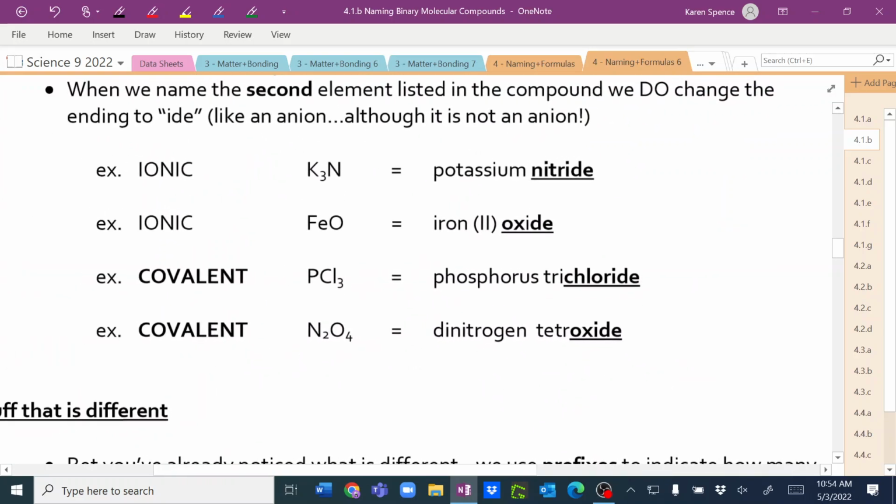And remember, if you have ionic compounds, don't start throwing in prefixes. Look at this, I've got K3N, but what kind of an element is K? K is a metal, and so we know it's ionic, so do we use the prefixes? No. So there's no tripotassium. It's not tripotassium, it's just potassium. Okay?